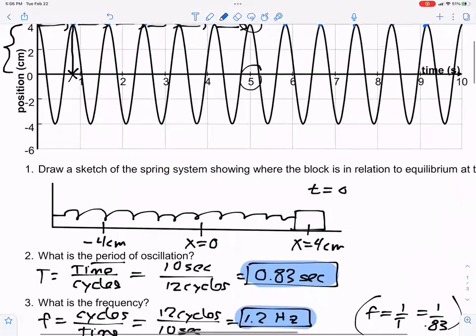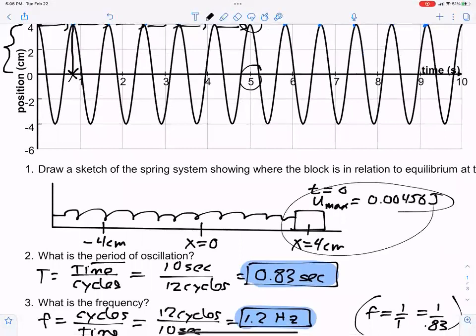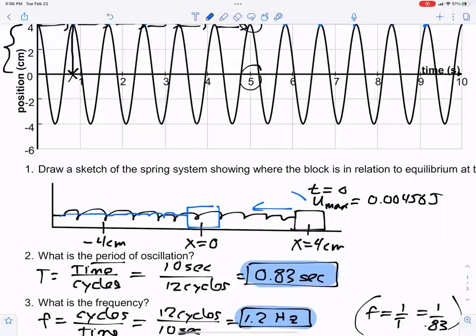Okay, now if you go back to the picture, what that means here, guys, is that the maximum potential energy, U max, at amplitude is 0.00456 joules right here at this moment. But what that means is as the block passes through the equilibrium position here, the spring is shorter, you now have all the maximum potential energy converted into maximum kinetic energy, which if energy is conserved will be the same amount, 0.00456 joules.